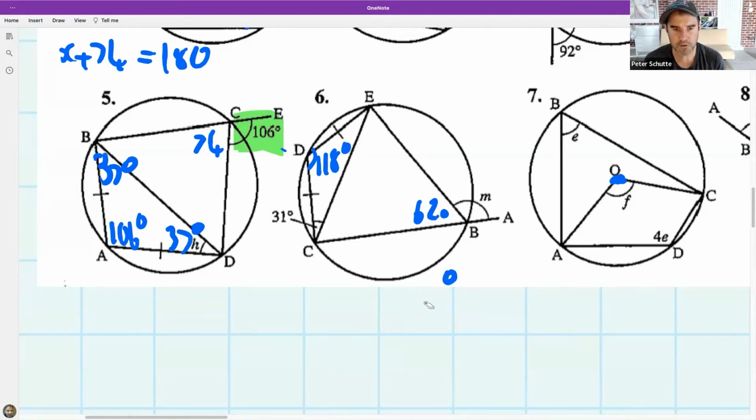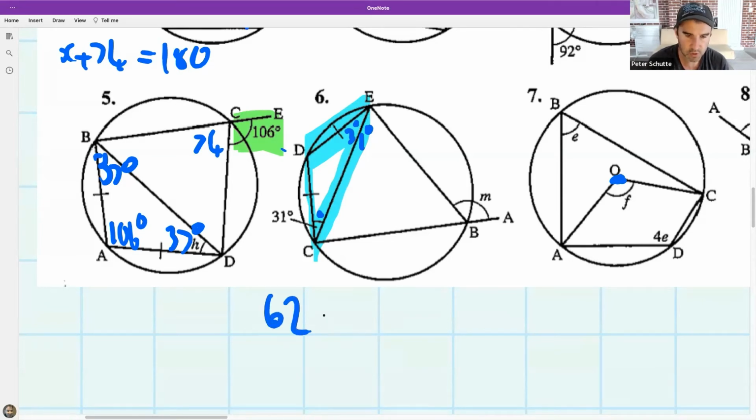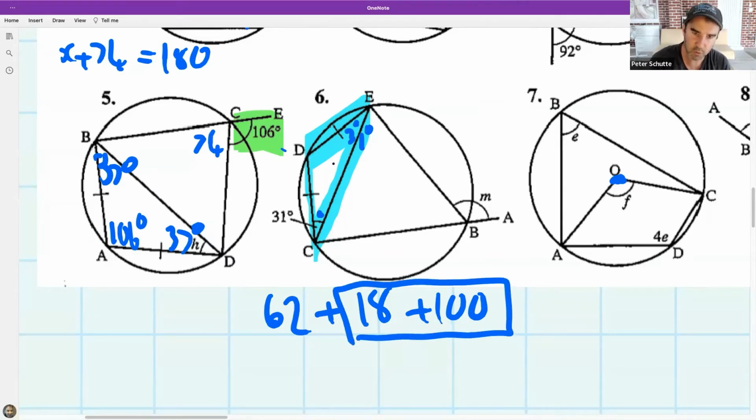So there's a little bit of confusion about number 6. So I'm going to go back and help you. In number 6, I first want to look at this isosceles triangle up here and notice that these two are base angles in an isosceles triangle. So they have to be equal. So that's 31, that's 31. Now, altogether in my triangle, I have to get to 180. So the two little angles together are 62. And then to get to 180, I have to add 18 and 100. Because 18 gets me to 80, then 100. So this angle is 118.